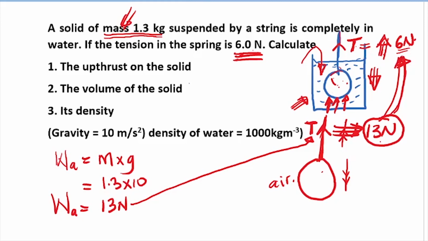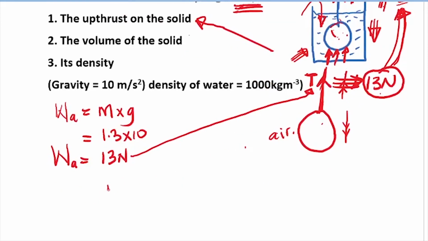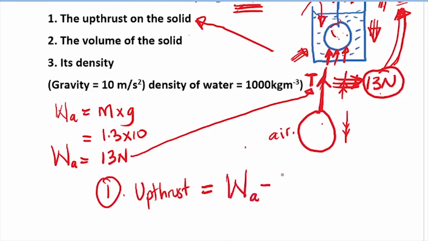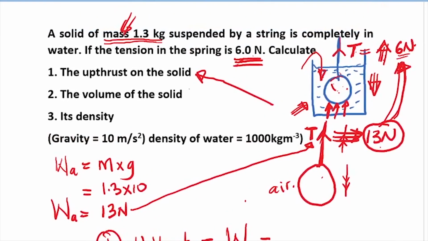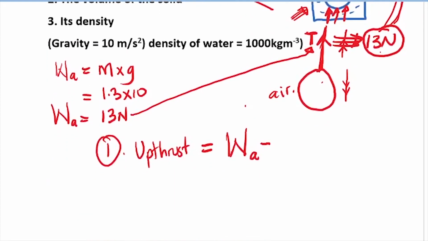So what is the amount of that upthrust force? That is what they're asking us here. The upthrust on the solid. What's the amount of that upthrust? So we shall say here, number one, that the upthrust is going to be equal to the weight when the thing was in air minus the tension. This tension is its apparent weight when it's in water, because it's the tension experienced in the string when it is in water. So its weight in air minus the apparent weight.